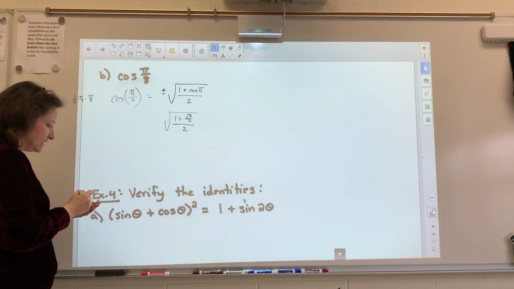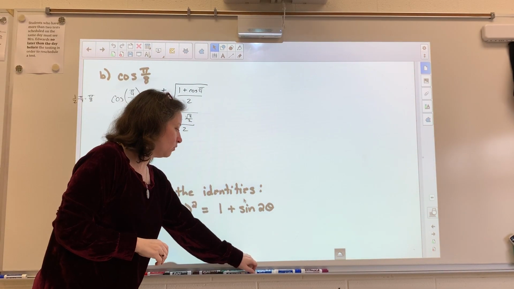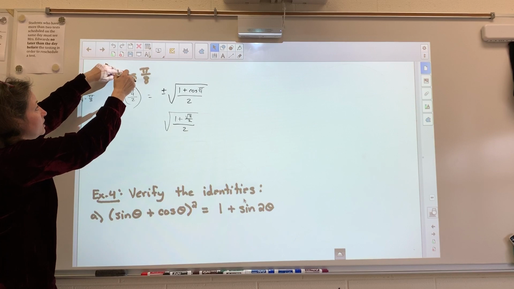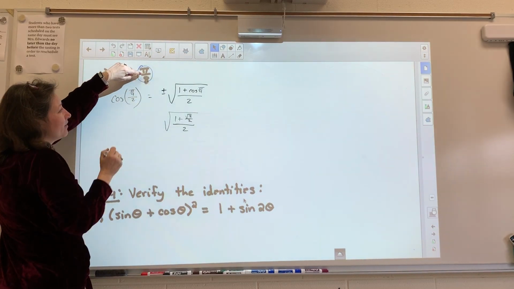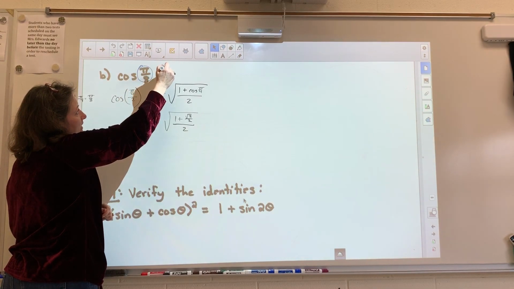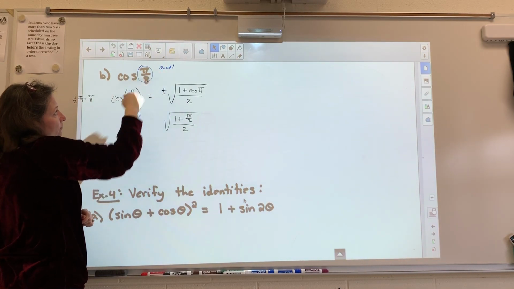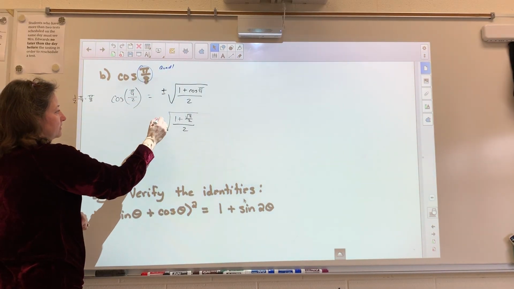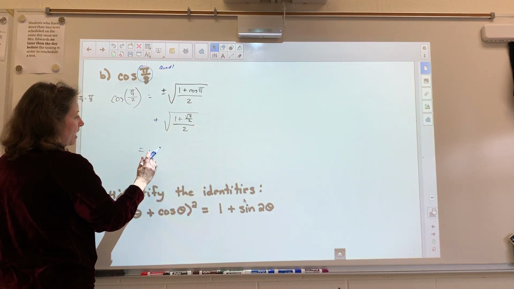Out front, we have to decide positive or negative. Well, we determine that based on this original angle. Where is pi over 8 located? Quadrant 1. So what is cosine in the first quadrant? Positive. Good. It's going to be positive.